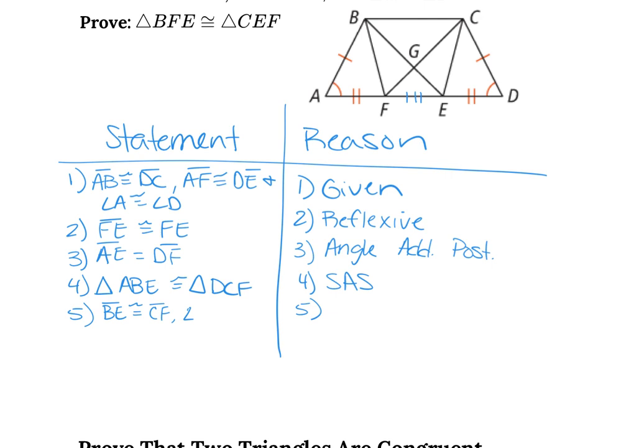And that angle BEA is congruent to angle CFD. So I can prove BE, that whole thing, is congruent to that whole thing, and angle BEA, this angle, is congruent to this angle. I can do that through corresponding parts of congruent triangles.